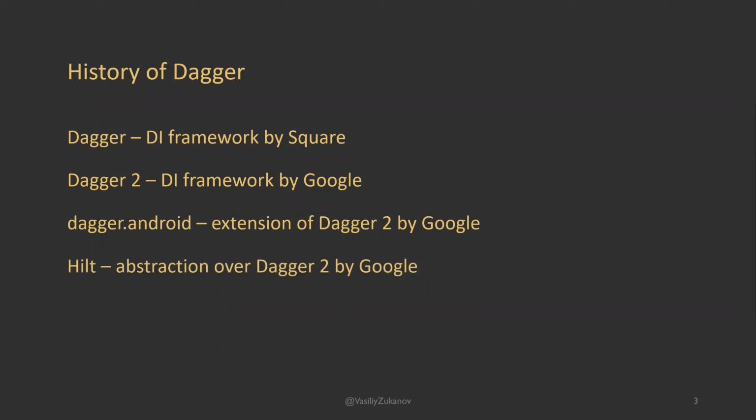And very lately, about several months ago, Google released Hilt, which is yet another framework in the Dagger family, but it's not an extension, it's an abstraction over Dagger 2. And abstraction means that when you use Hilt, it kind of hides Dagger from you underneath. And that's actually the topic of our session today.